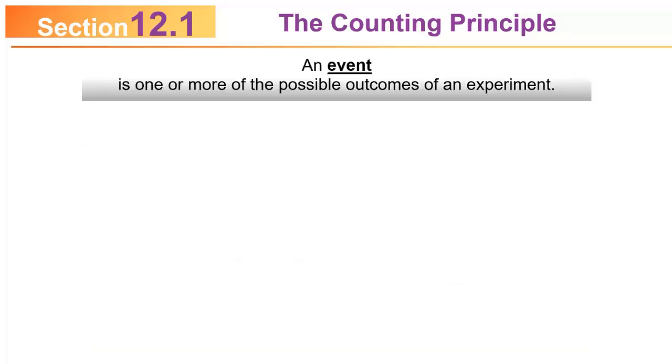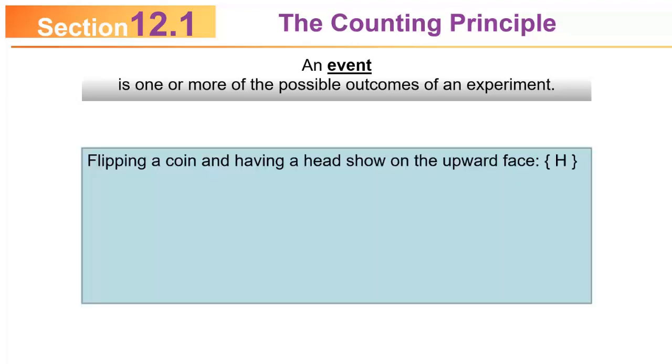Another definition: an event is one or more of the possible outcomes of an experiment. Flipping a coin and having a head show up would be an example of an event. Events are sets. So you see the set containing the capital H. That just means that the set contains the outcome of having a head show up when you flip the coin.